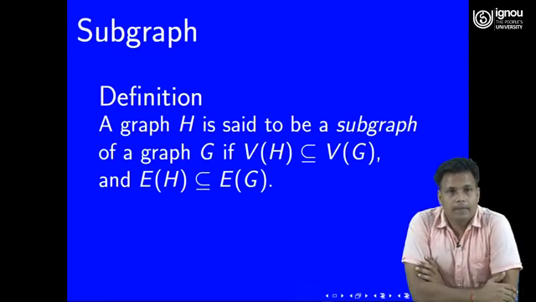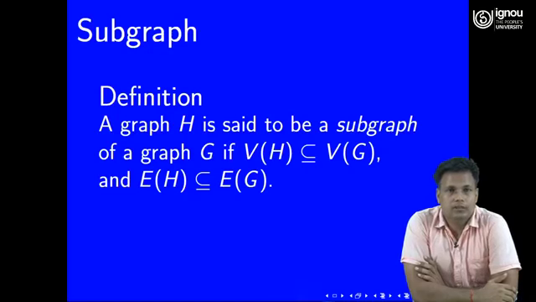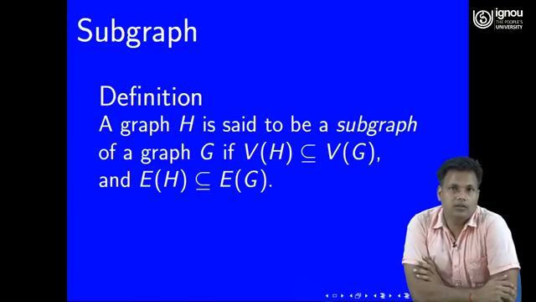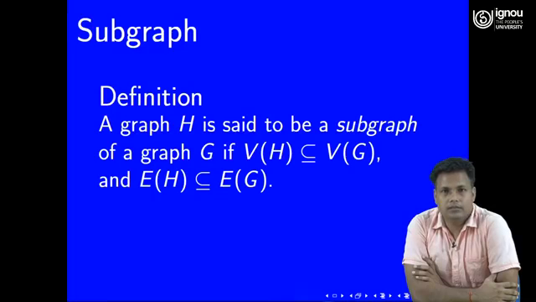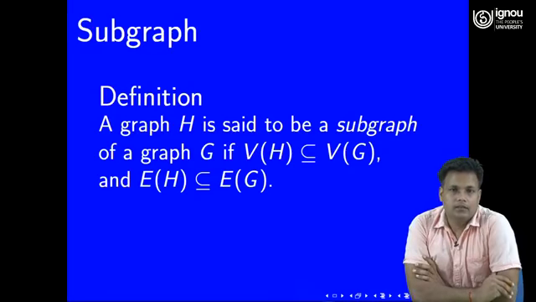Another concept of graph theory is the concept of subgraph. Intuitively, a subgraph is just a portion of a graph. Of course, the portion must itself be a graph. So, graph H is said to be a subgraph of a graph G if VH is a subset of VG and EH is a subset of EG. That is, the vertex set and edge set are respectively subsets of the vertex set and edge set of the original graph.